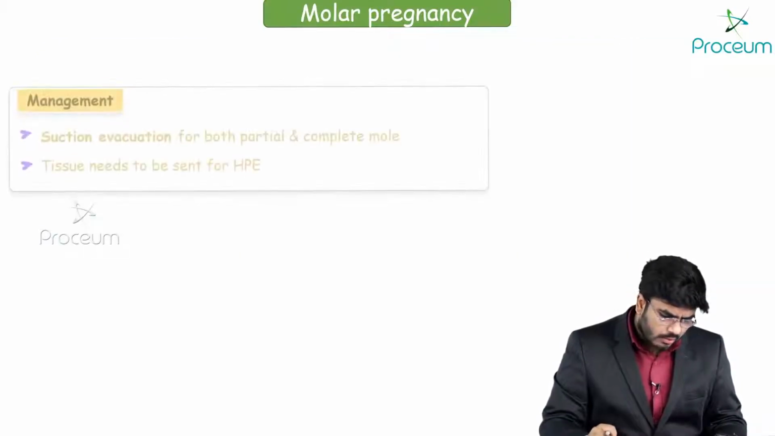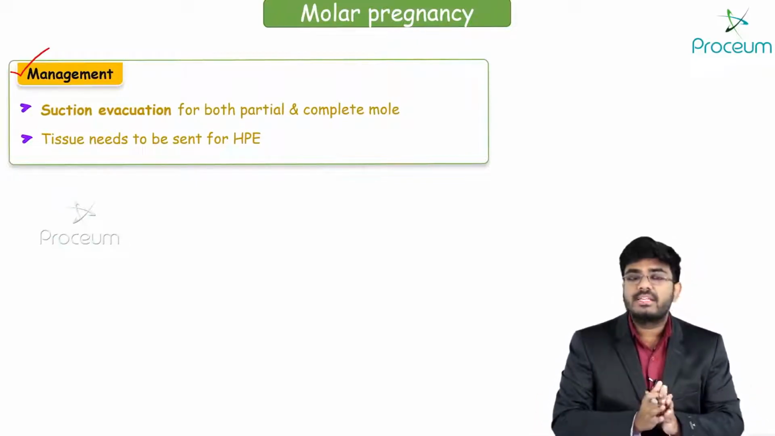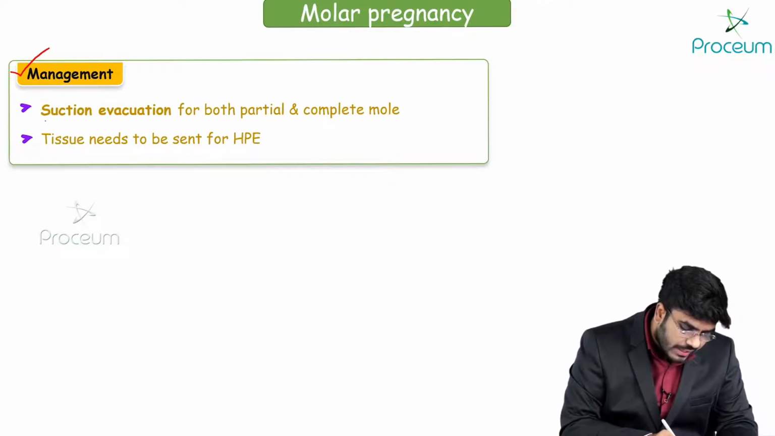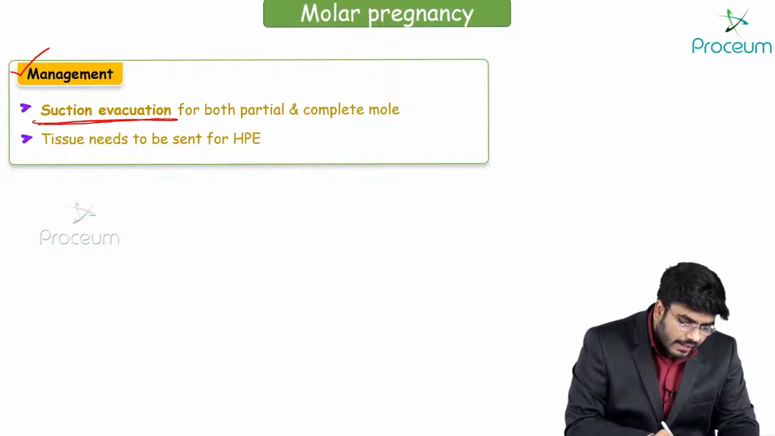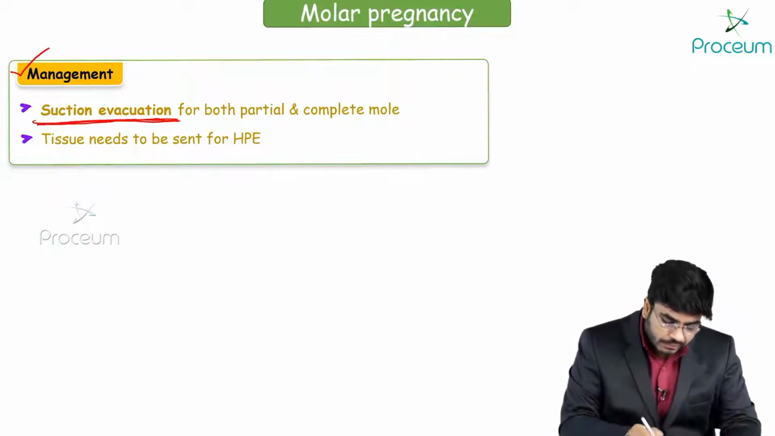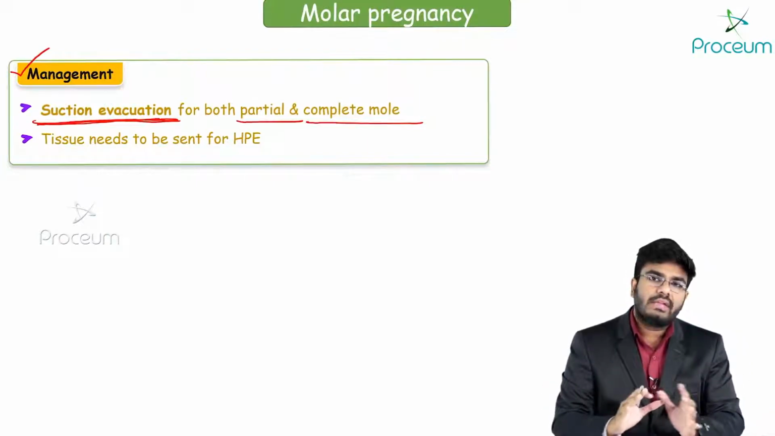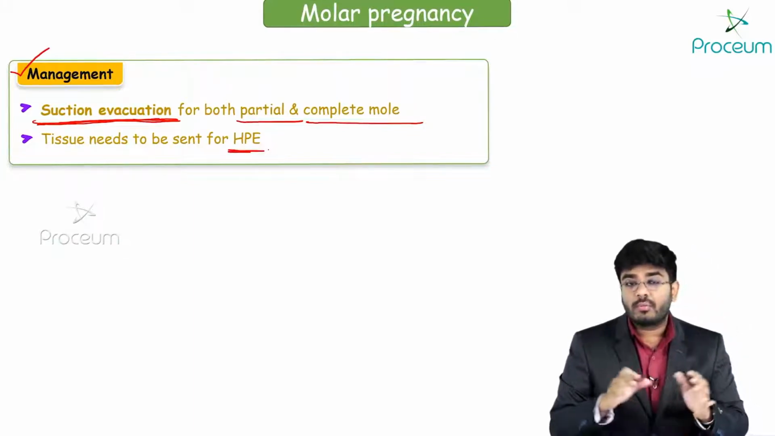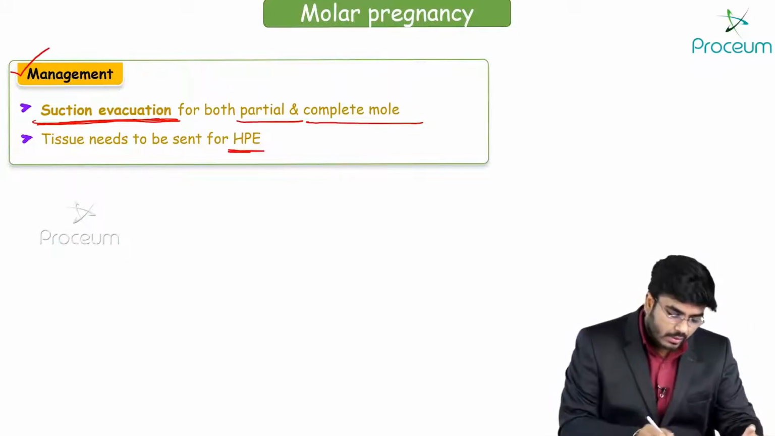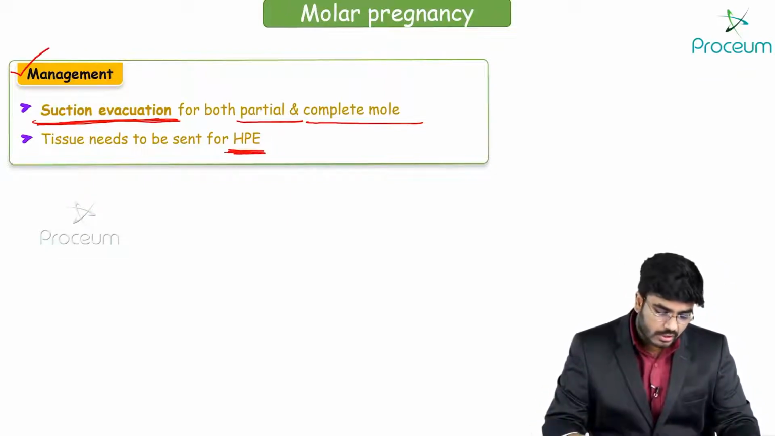Now let's talk about the management. Okay sir, complete mole or partial mole, doesn't matter. What is the management? The management is one and the same. It's a suction evacuation. By suction, evacuate the uterus and take out all the trophoblastic tissue. For both partial and complete mole, these are benign conditions. Simple suction evacuation. And take out the tissue, send it for the histopathological examination to confirm that there is no cancer happening. The trophoblastic tissue you have taken out needs to be sent for histopathological examination. Management is suction evacuation.